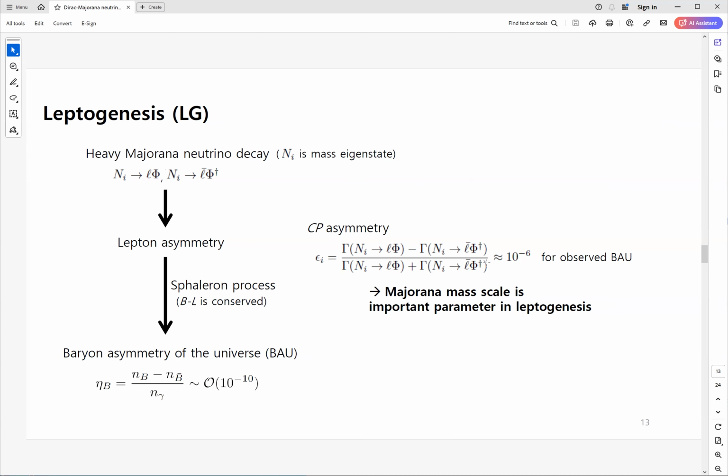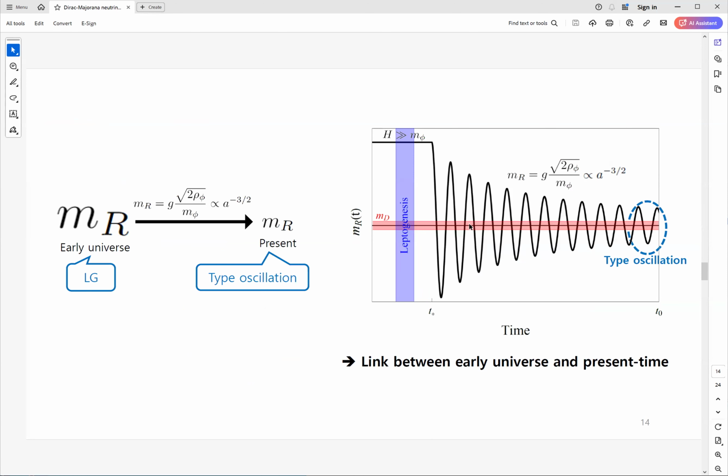Such a CP asymmetry epsilon of the order of 10 to the minus 6 gives the observed BAU. And this decay rate is a function of the Majorana mass scale and the CP-violating phases. So the Majorana mass scale is one important parameter in leptogenesis. In our models, the Majorana mass term changes over the cosmic history. The oscillation amplitudes are proportional to the root of the energy density of the dark matter, and this energy density shows matter-like behavior in cosmology. So the Majorana mass terms are proportional to a to the minus something, where a is the scale factor.